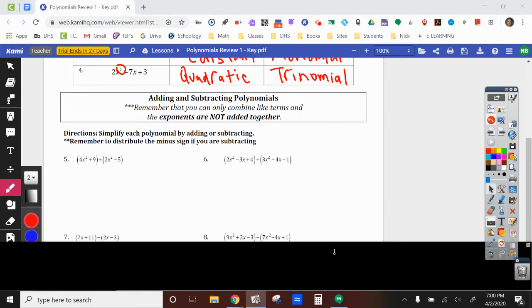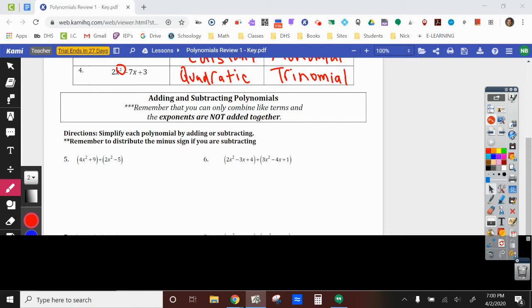So let's look at number 5. We have 4x squared plus 9, and we're going to add 2x squared minus 5 to that. If you recall from the notes from yesterday, if we're adding, we don't need to change any signs, and we don't need to drop our parentheses. We can just combine like terms. So 4x squared plus 2x squared gives me 6x squared. And I have a positive 9 with a minus 5, so 9 minus 5 is going to give me a positive 4. And 6x squared plus 4 is just 6x squared plus 4. I cannot simplify that any further.